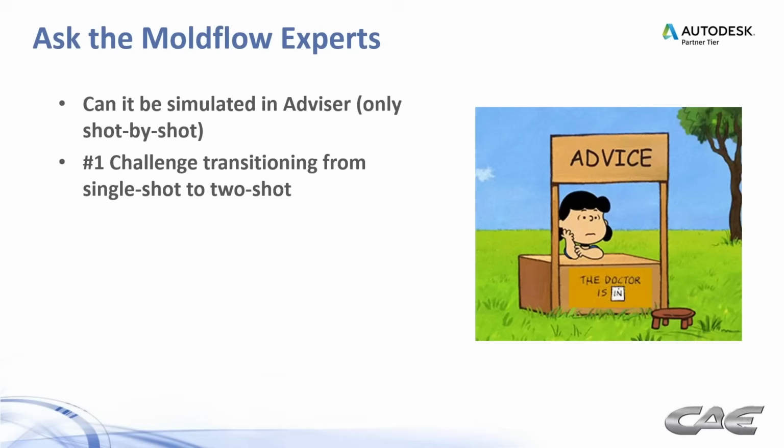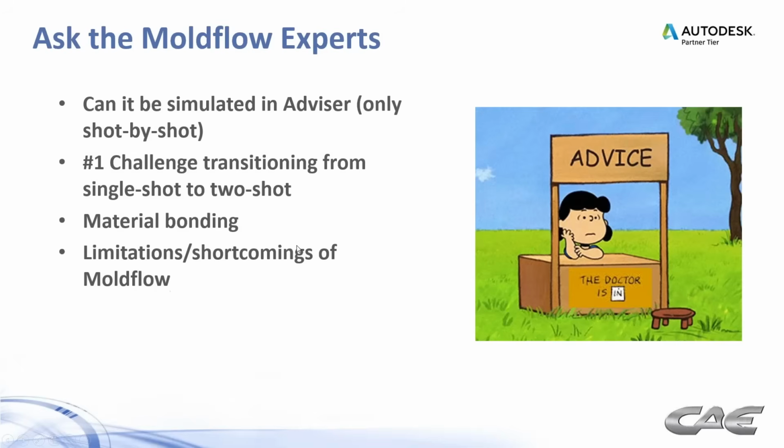Someone asked what the number one challenge in transitioning from single shot to 2-shot is. You could pick any of the things that we talked about, whether it's air traps or paying attention to that. I would argue that maybe the single biggest challenge is knowing where to put the gates, because of the limitations that you typically run up against with running 2-shot. Material bonding, we had a lot of questions about material bonding. I covered that.